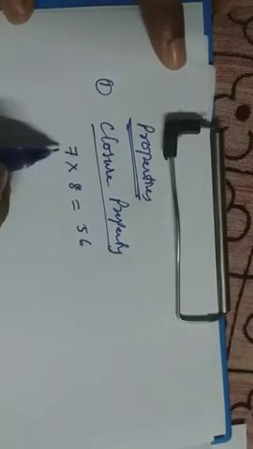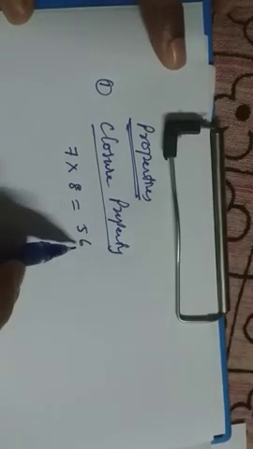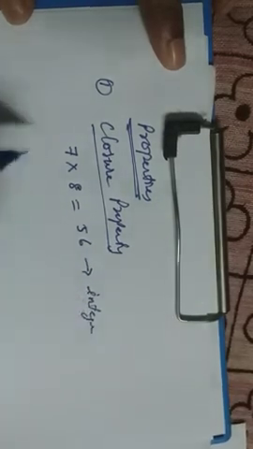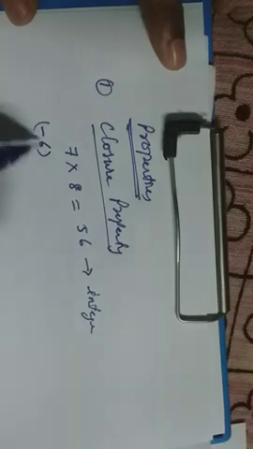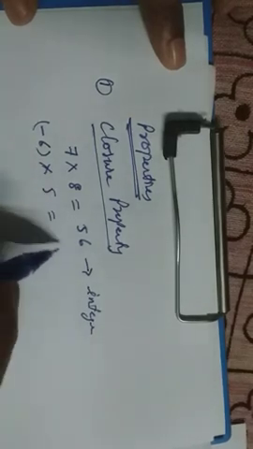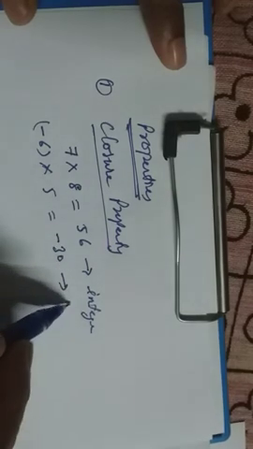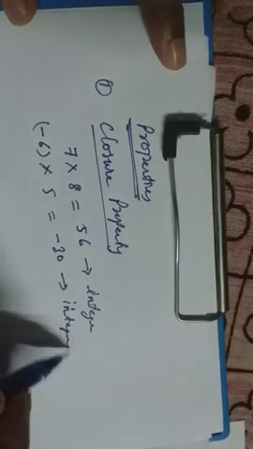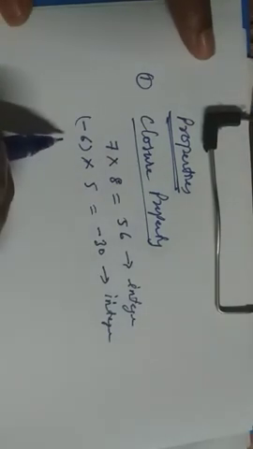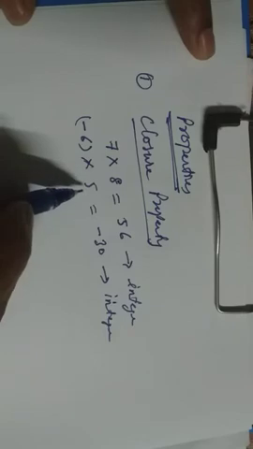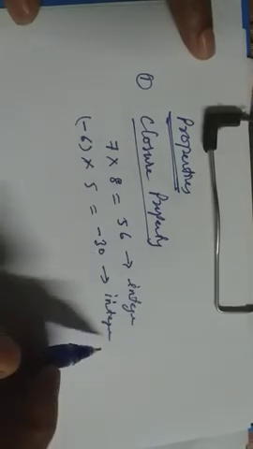Let us take some examples. 7 into 8 is 56. 7 is an integer, 8 is an integer, and the product 56 is an integer. Take minus 6 into 5, one negative and one positive integer, the result is minus 30. Minus 30 is also an integer. That means if you multiply two integers, either positive or negative, the result is also an integer.